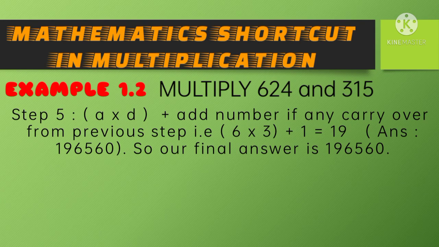Last step, or step 5, is A times D plus add number if any carry over from previous step. We have 6 times 3 plus 1 is equal to 19. So this is the last step. We need to take 19 for the answer. So our final answer is 196,560.